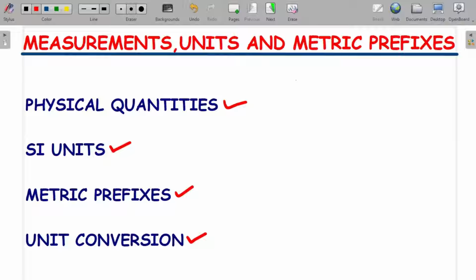So what do we call those things that we are able to measure? Those measurable physical characteristics that we are able to measure. Those are the things that we term as the physical quantities. So if you are asked what is a physical quantity, you can just describe it as any property that can be measured and expressed using a number and a unit. Those are the things that we term physical quantities.